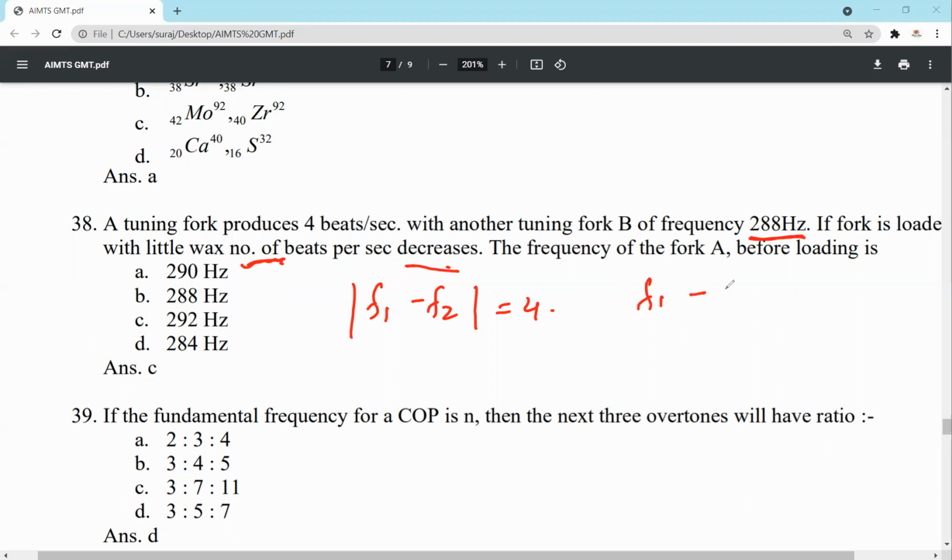f1 minus 288 equals 4. Now f1 can be equal to 292. Option C. Next, coming to question 39.